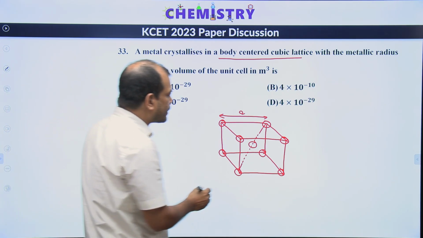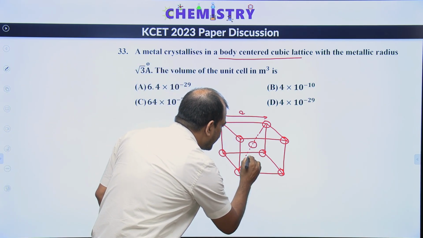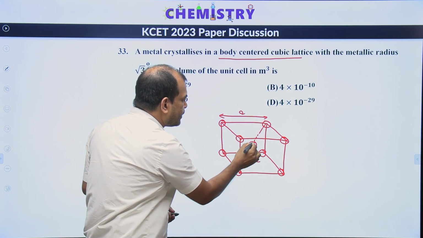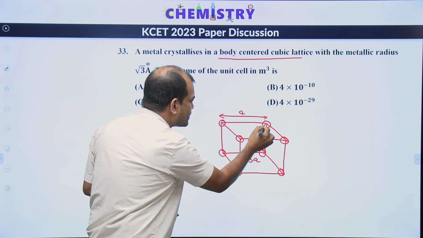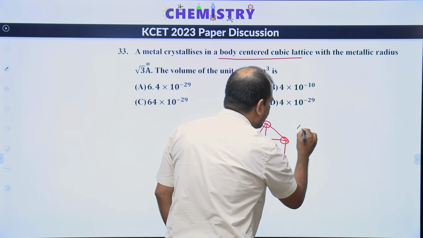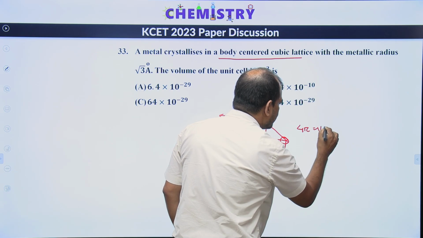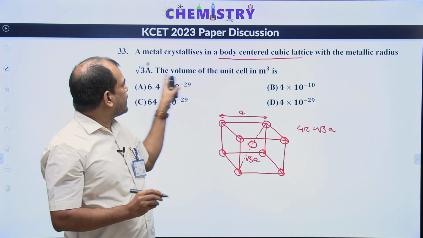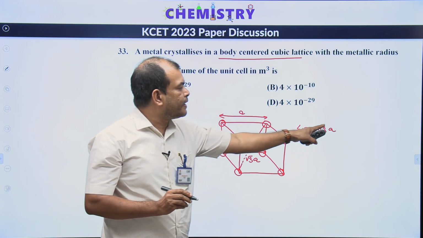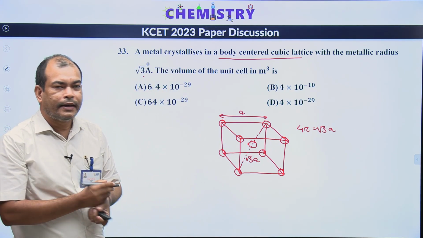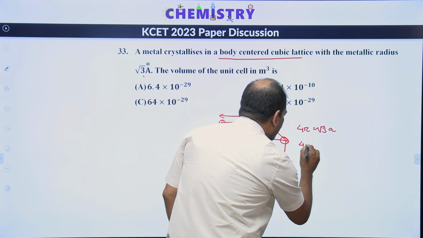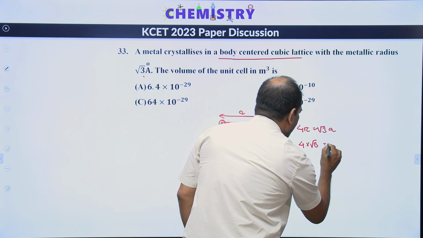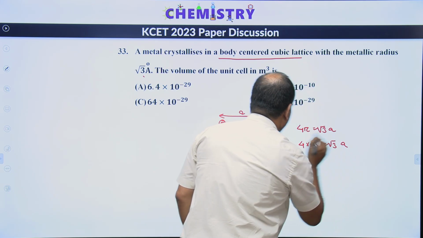If it is diagonally connected, what will be the diagonal distance? It will be nothing but root 2a. And as it is connected, if I consider this is 2r, this is r, this is r, we can make the relation 4r is equal to root 3a. Now see in the equation, the metallic radius is given. Therefore, from the metallic radius, I can find the value of a. Now just put the value. 4 into root 3 is equal to root 3a.